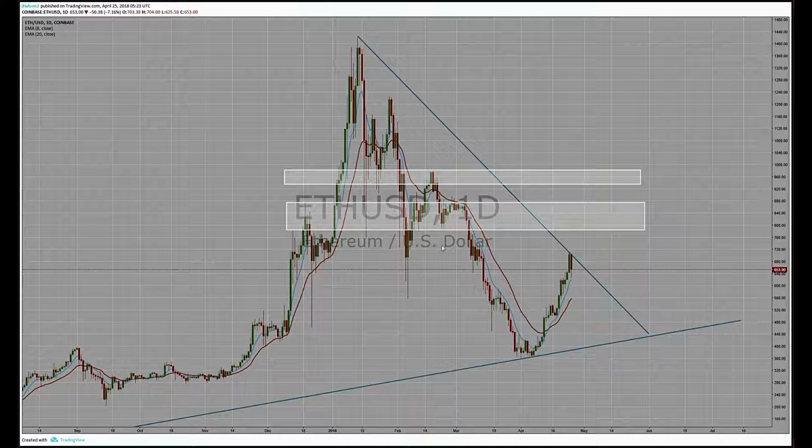I've drawn 2 zones. The lower zone is based off of this candlestick over here. The higher zone is based off of this bullish candlestick right here.